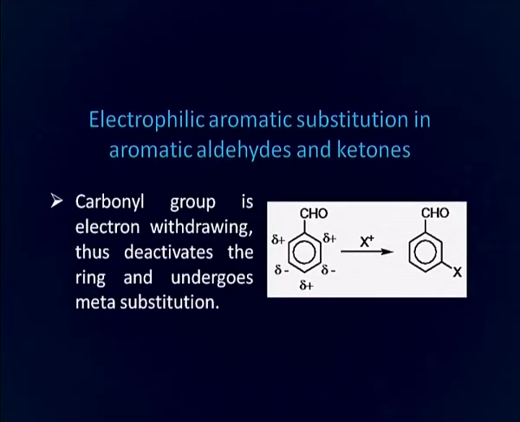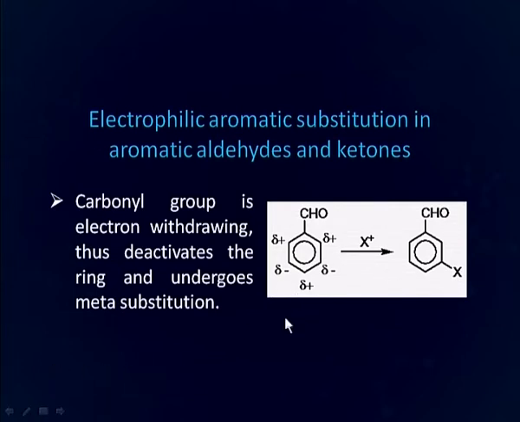Aromatic aldehydes and ketones undergo usual electrophilic substitution reactions of the benzene ring such as halogenation, nitration, sulfonation, etc. Carbonyl group is electron withdrawing, thus deactivates the ring and undergoes meta substitution.